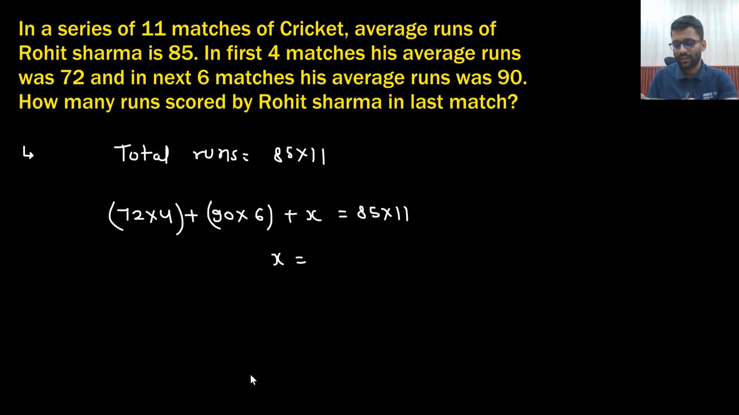So 85 into 11 minus 72 into 4 minus 90 into 6. That is 107. He scored 107 runs.